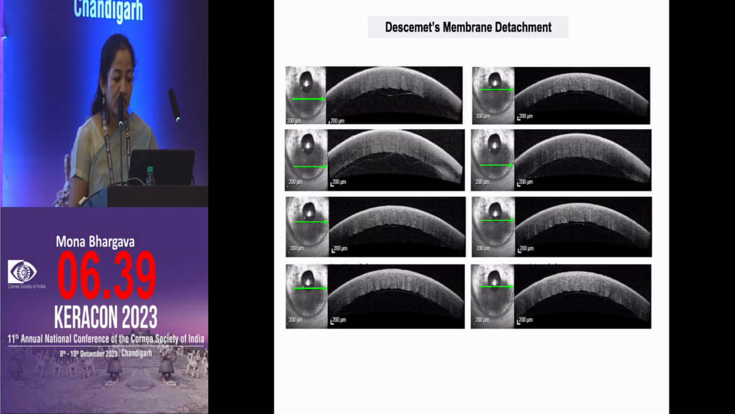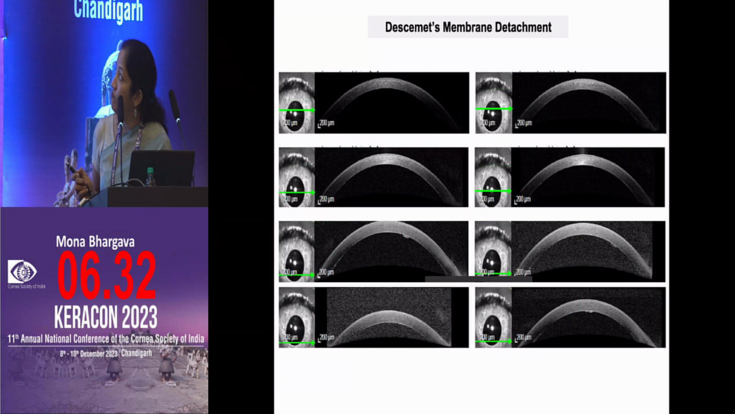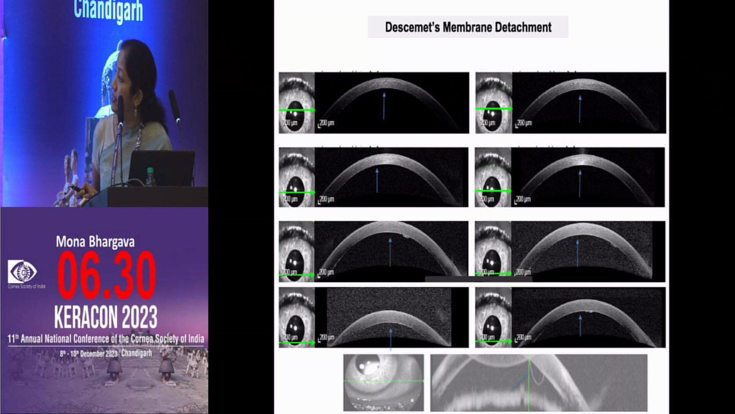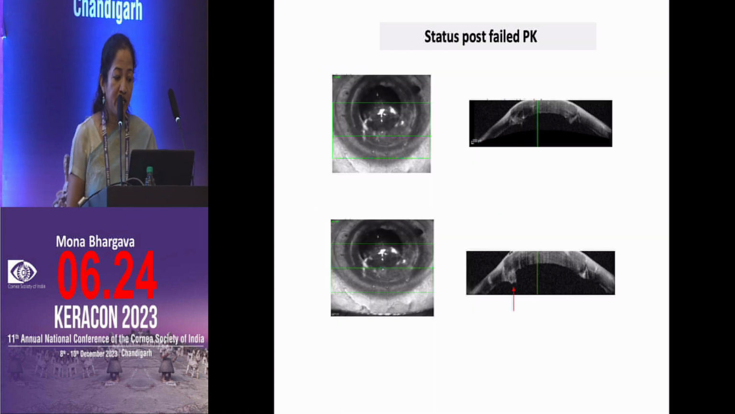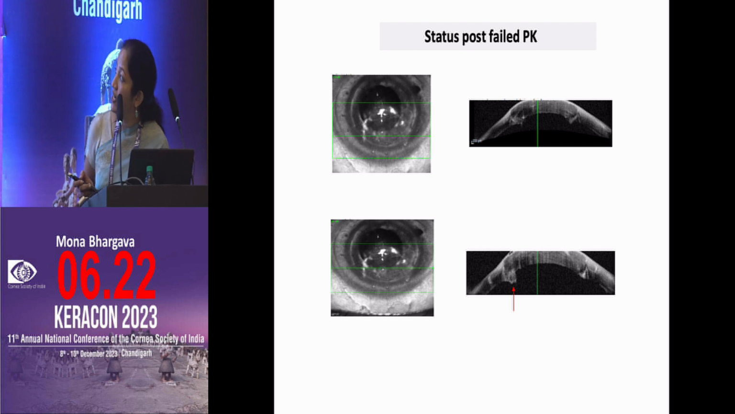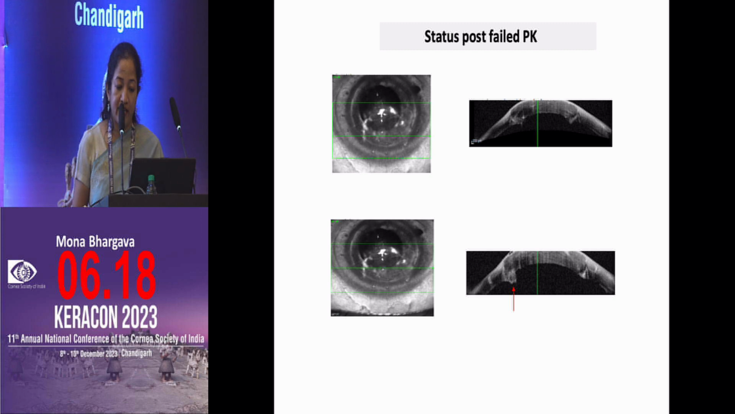Descemet membrane detachment seen after cataract surgery can be delineated here, which was managed by descemetopexy with resolved DMD. And here a capsular tag can be a mimicker. The posterior surface of the penetrating keratoplasty graft for looking at the irregularities present to decide for the type of endothelial keratoplasty procedure.